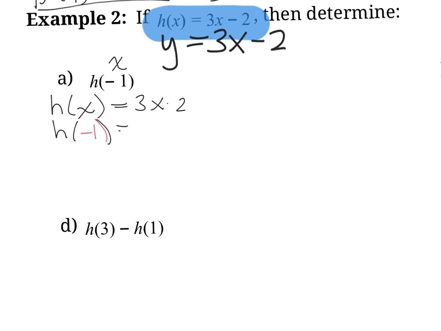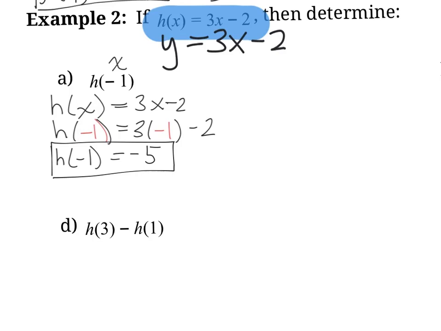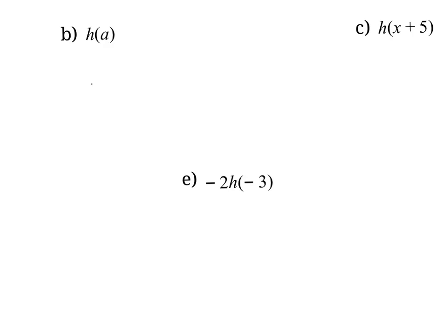Grade 9 problem. We're just asking, what's y when x is -1? So we have 3 times -1 minus 2. And we have h(-1) is equal to -5. Okay, so if we wanted to write that out as a point, we know that the point -1, -5 must be on this function.